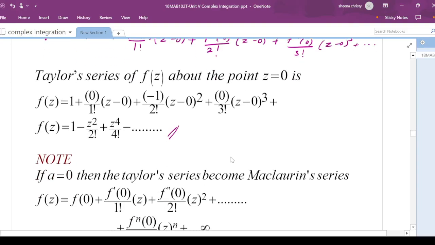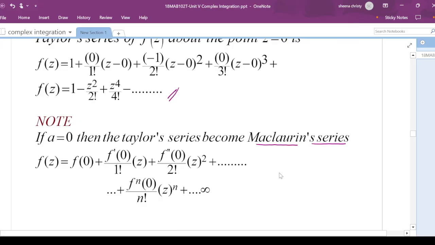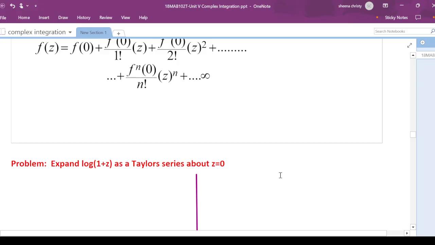Here we have the expansion of Taylor series about the point z equal to 0. The other name of this series is Maclaurin series. If a equal to 0, then Taylor series becomes Maclaurin series. Now take down this problem.